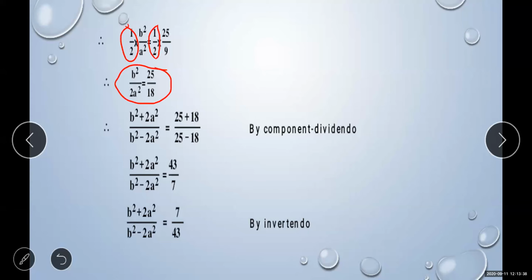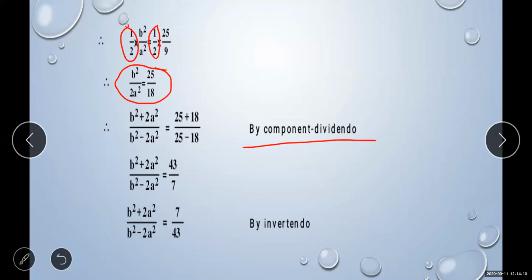Now we will apply the componendo dividendo, because one time we need an addition, one time we need a subtraction. So by componendo dividendo, B square plus 2A square upon B square minus 2A square. This is the left side. Now the right side is 25 plus 18 upon 25 minus 18. So what is the right value? 25 plus 18 is 43. 25 minus 18 is 7.